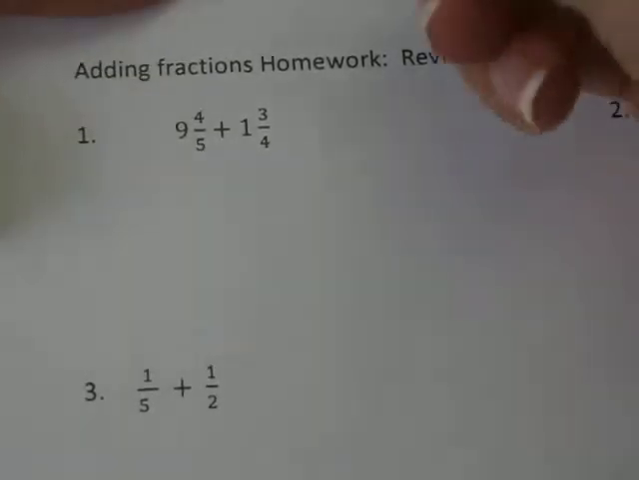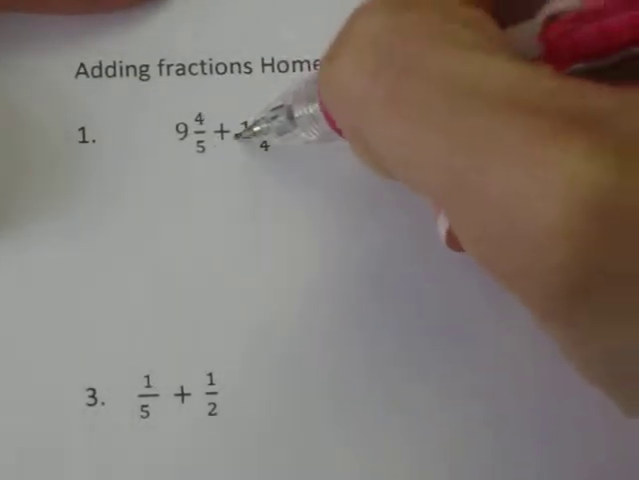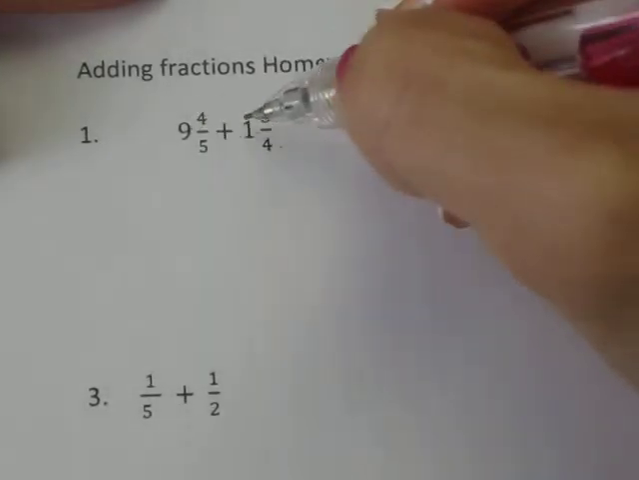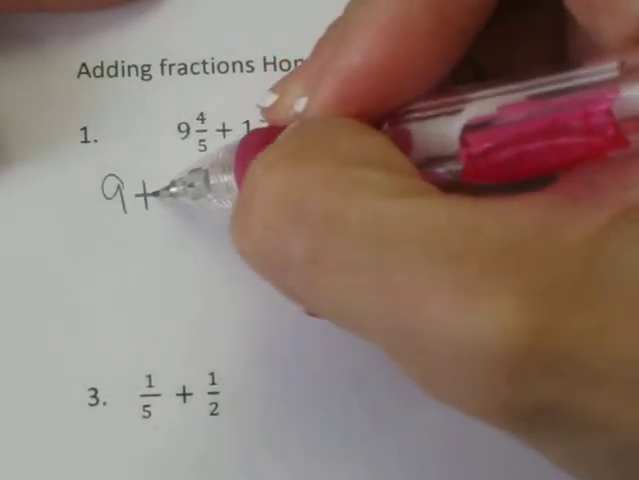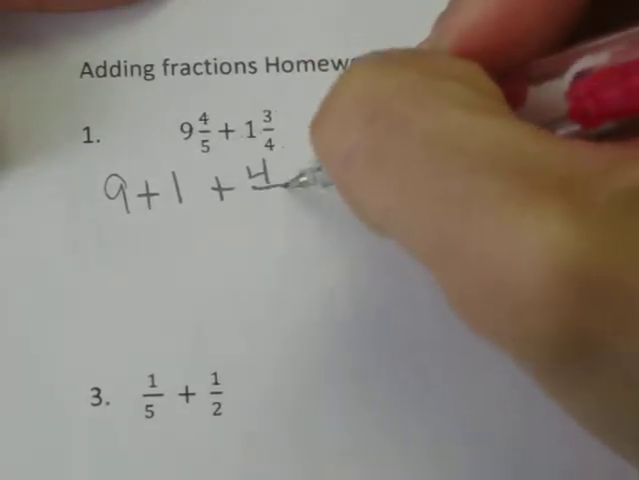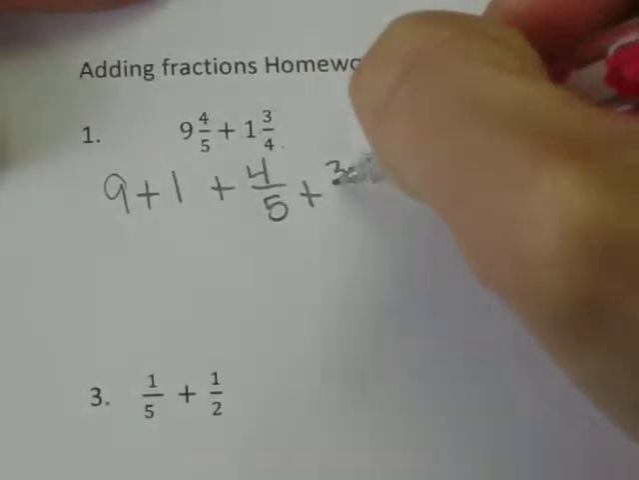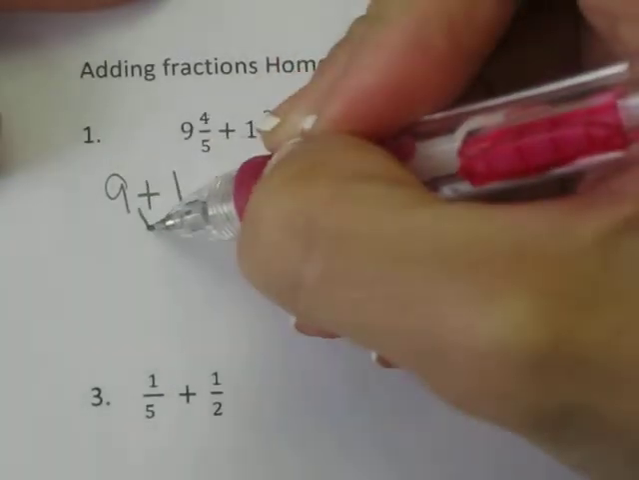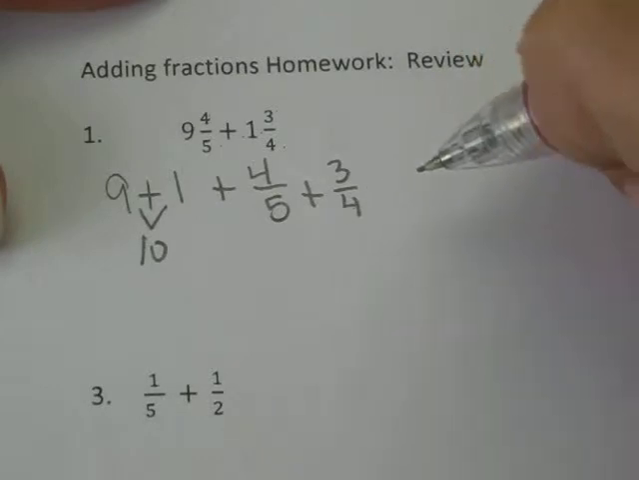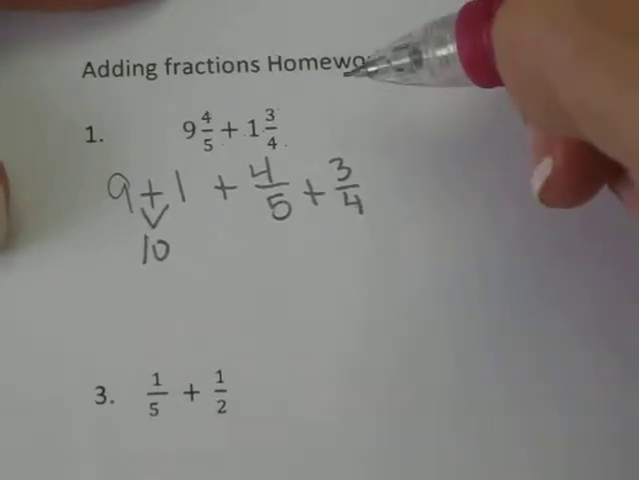Okay, so number 1, 9 and 4/5 plus 1 and 3/4. The first thing that we're going to do is separate the whole numbers, so 9 plus 1, and the fractions, 4/5 plus 3/4. So go ahead and add 9 plus 1, gives us 10. 4/5 plus 3/4, we can't add those, we need to find common denominators.